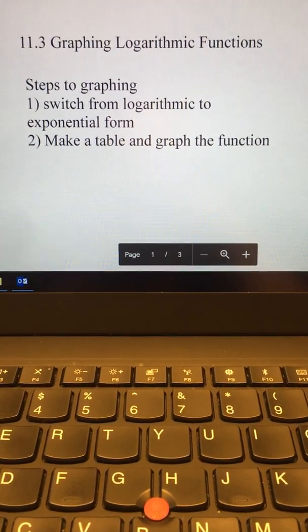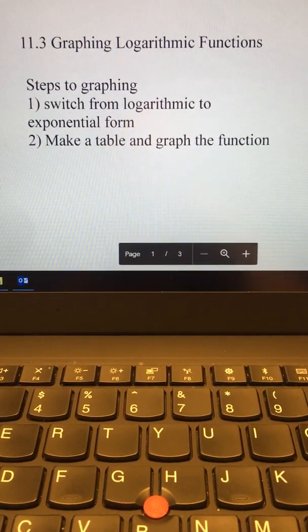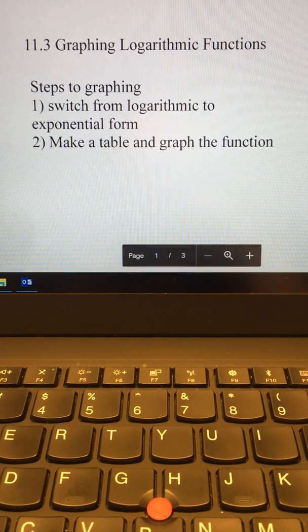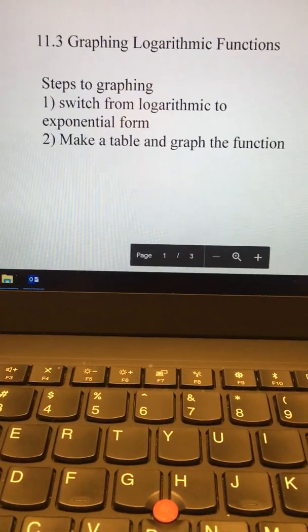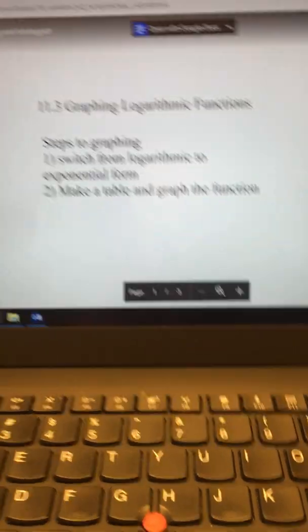So anytime we deal with logs, since we're not really familiar with them, a lot of the times you're going to see that it's best to switch to exponential form until we learn some more properties in the later sections. So let's go ahead and begin.